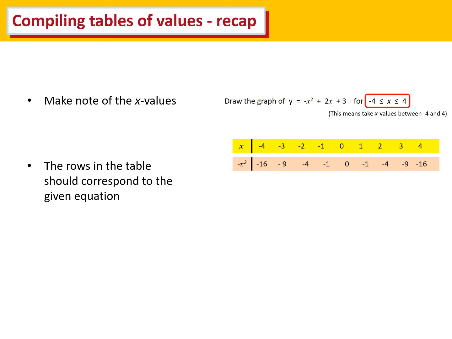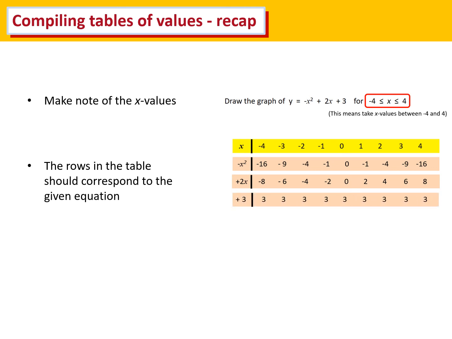Note that negative x squared, we square x first, so negative 4 squared here makes positive 16, and then the negative at the front is multiplying that by negative 1, which makes negative 16. Here, when we square x, we get positive 9, but the negative at the front makes that negative 9, etc. We also need a plus 2x row. That's every x value being multiplied by 2. And then there's a plus 3 for our bottom row, and they contribute to give us the y values.